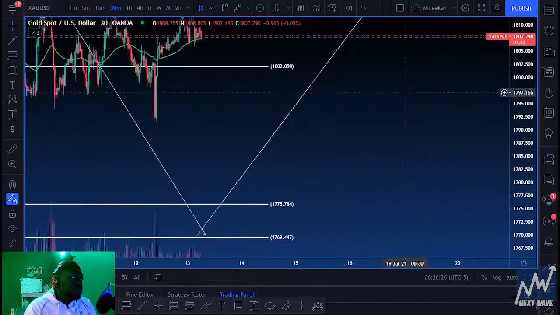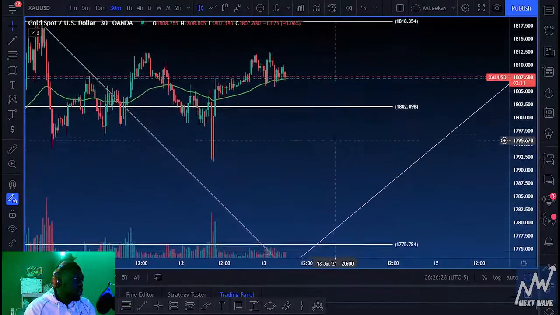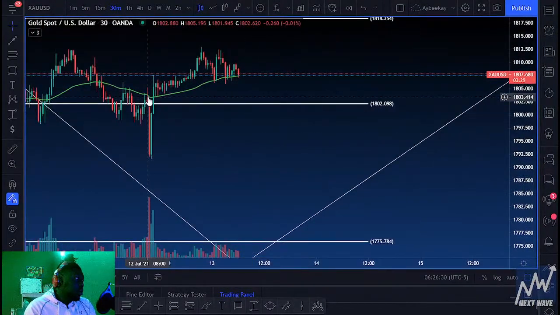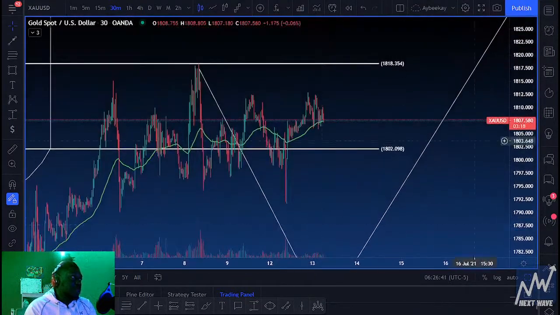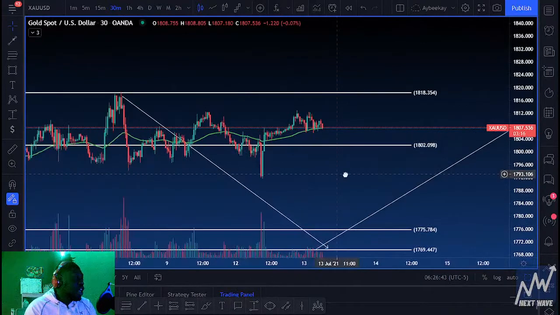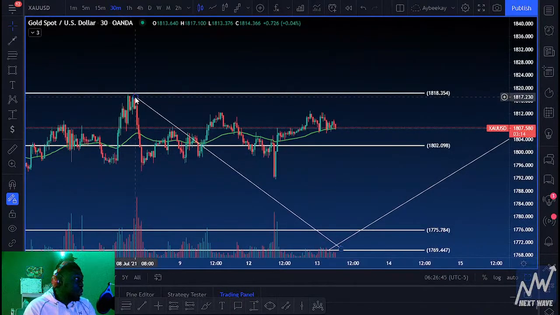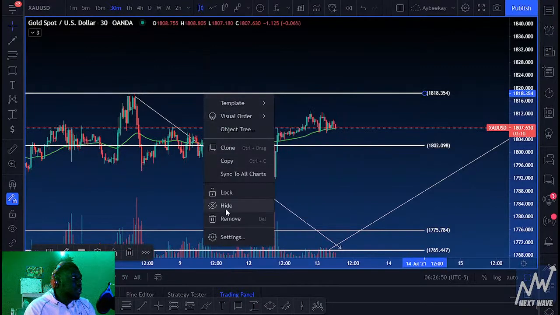I do want to make note of this though. The price did make a sudden drop with high volume and then pushed right back up to the upside. So we're probably not going to get 1769. Price is probably just going to keep pushing to the upside. I could be wrong though, because look what happened here with price dropping. Let me go ahead and get rid of this fib right here real quick. Hide it.